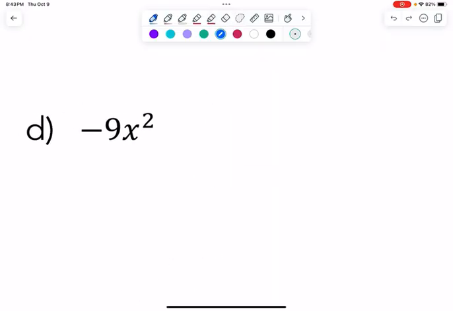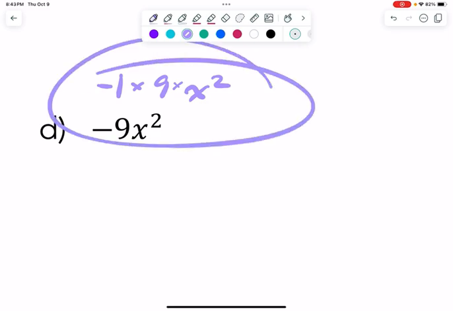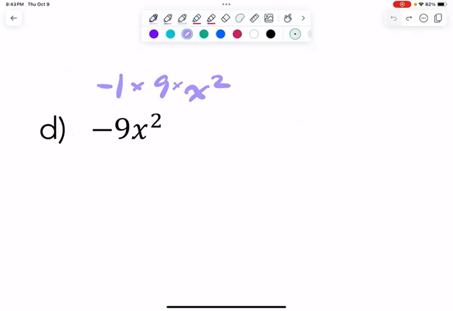If we write this fully out, it's negative 1 because of that negative, times 9 because of that 9, and between the 9 and the x is more multiplication. So this is really what we're working with. There's that negative 9 in front, and that's being multiplied by x squared, so times x times x.